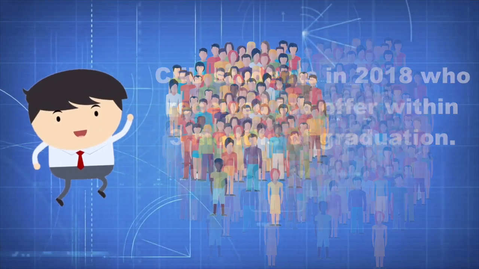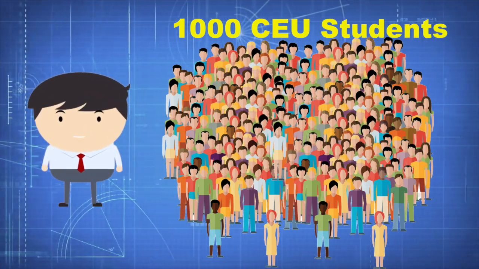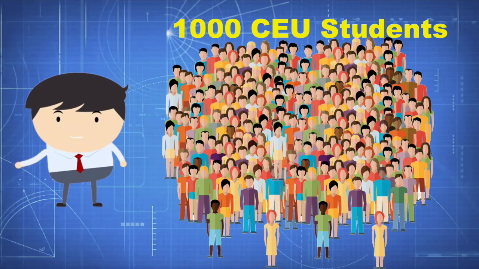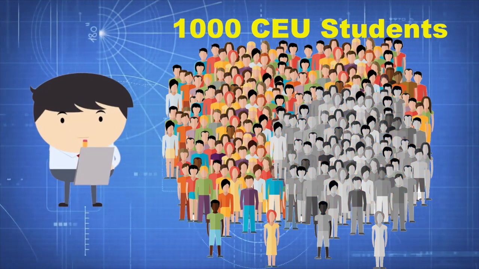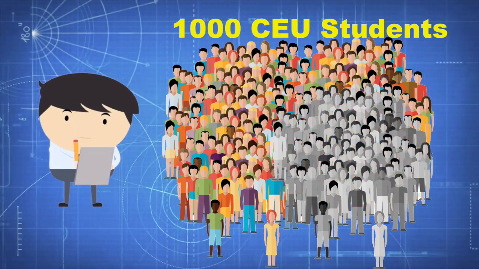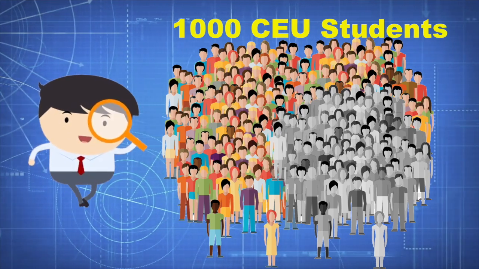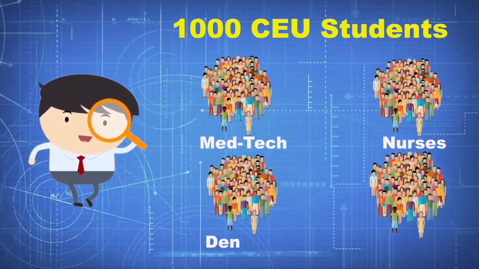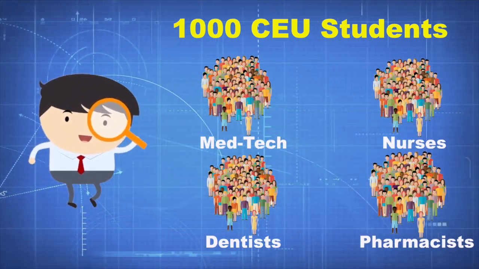He will soon find that there were almost 1,000 CEU students for the year. He might decide to just take a simple random sample of 500 graduates and run a survey. Better still, he could divide the population into strata and take a random sample from the strata.